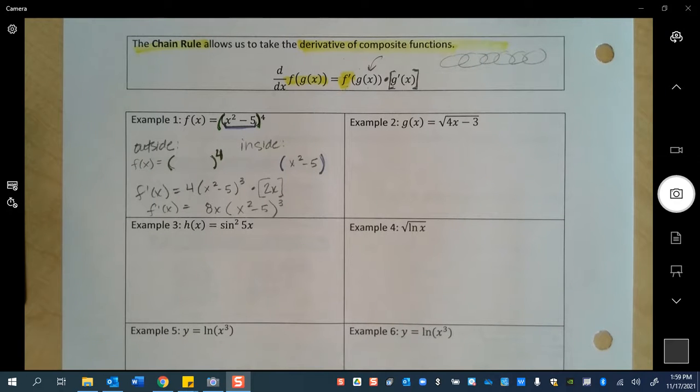Wait, where'd you get 8x? 4 times 2. Yeah. That's the derivative of the inside. So this 4 comes out front, power rule, right? My exponent comes out front. The derivative of that first, and then I just repeat this. I don't change it, I'm not doing anything. This was my inside function. So 4 comes out here, and this goes down a power.